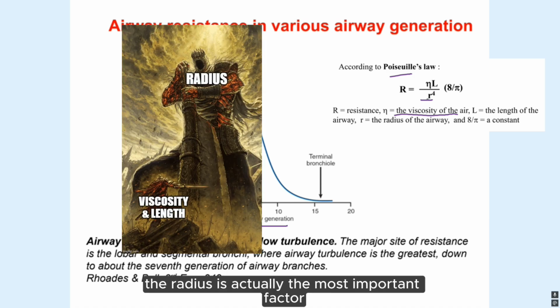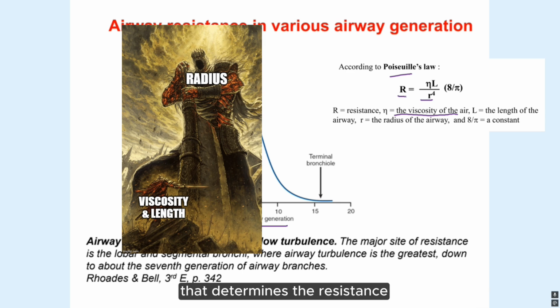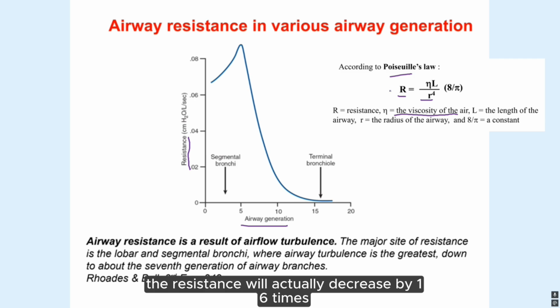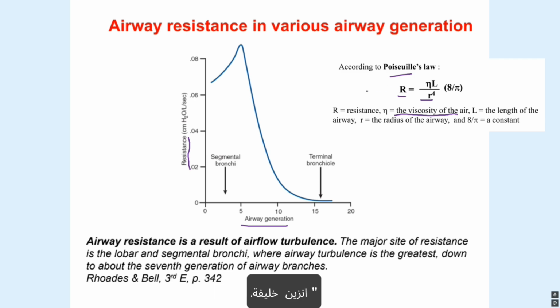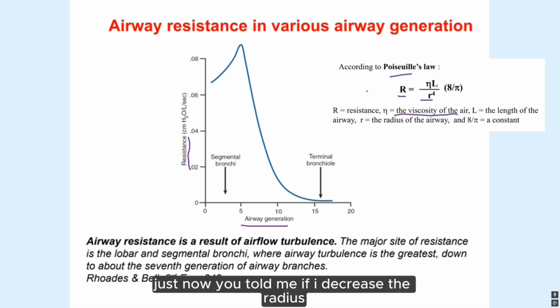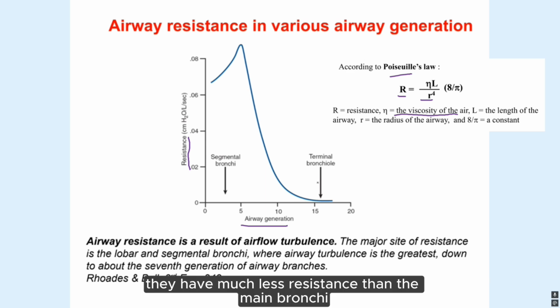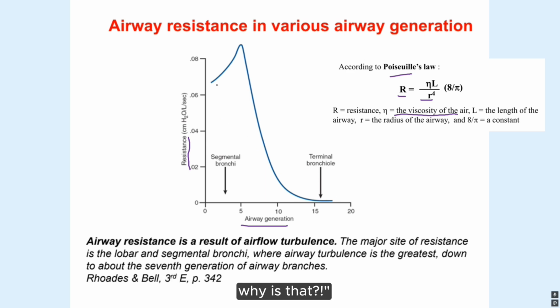This means that the radius is actually the most important factor that determines the resistance. Because if you just double the radius, the resistance will actually decrease by 16 times. Now, you might say, but Khalifa, just now you told me if I decrease the radius, I will increase the resistance. But in the graph, the terminal bronchioles, which are the smallest, have much less resistance than the main bronchi. Why is that?